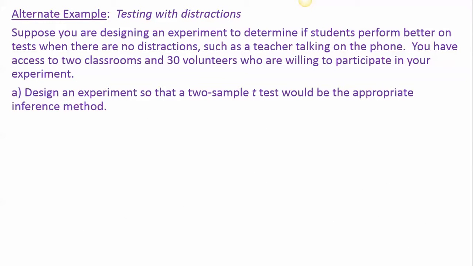Our last example here, testing with distractions. Suppose you are designing an experiment to determine if students perform better on tests when there are no distractions, such as the teacher talking on the phone. You have access to 2 classrooms and 30 volunteers who are willing to participate in your experiment. Design an experiment so that a 2-sample t-test would be the appropriate inference method.